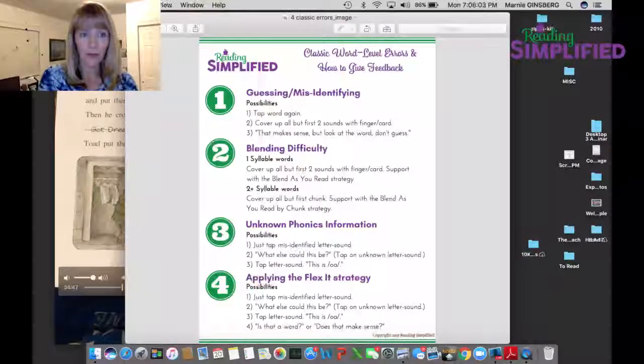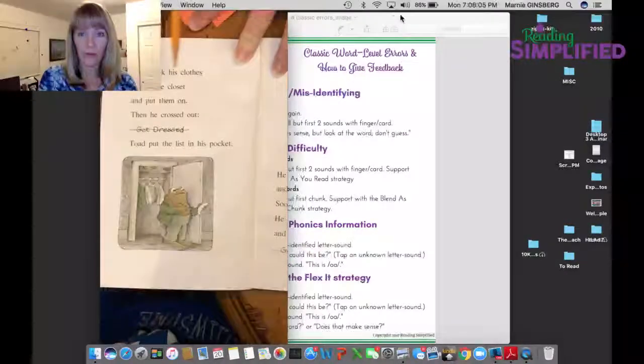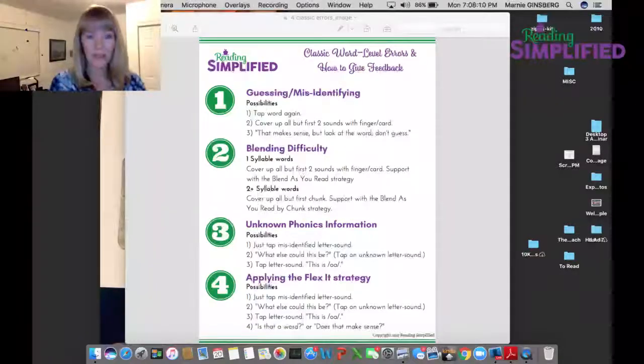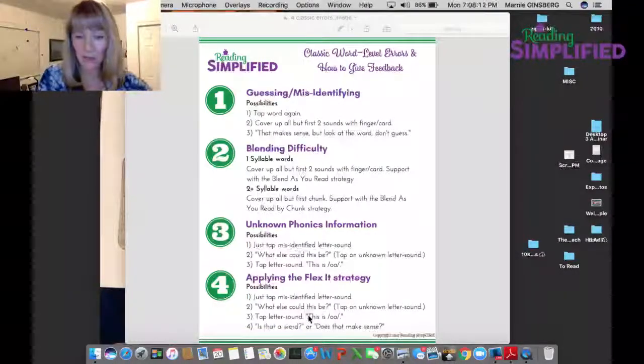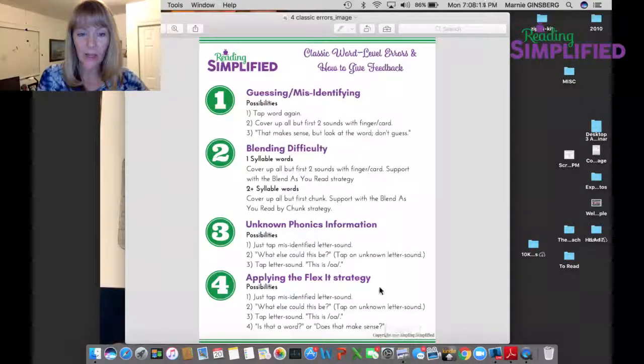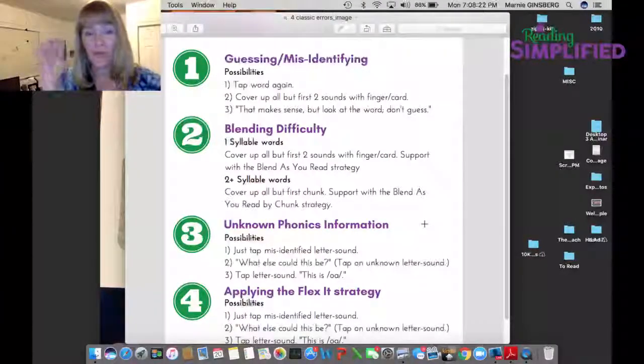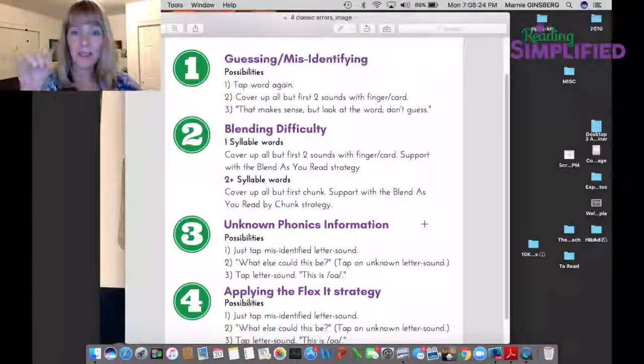So we got Frog and Toad at the ready, and we've got our 4 errors. Okay, so if you're just popping in, we're going to be talking about these 4 classic errors. Let me make this a little bigger for you. Again, I'm going to go over what we did last week, but I'll go quickly. And if you want to know more, you can go back to further videos on this Reading Simplified Facebook page, and you can see a little bit more depth.